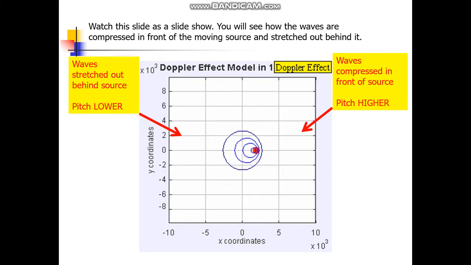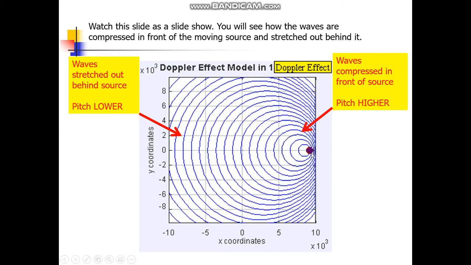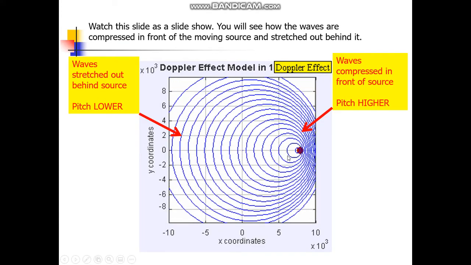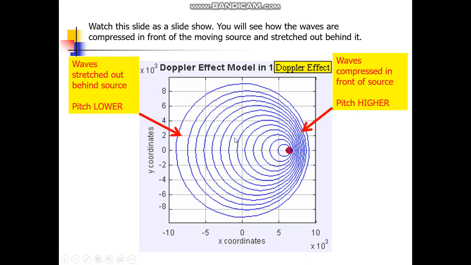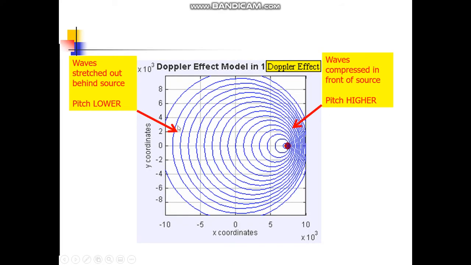You must also notice that the frequency behind the object and in front of the object is uniform. Although it's compressed, it's the same compressed frequency in front, and it's the same stretched frequency at the back, because the object's moving with a constant velocity. Obviously, if the object was speeding up, the compression would increase and the spreading out would increase. Right, so that's the basics of the Doppler effect. The slide just shows you nicely with the thing standing still. Any observer behind here would hear a lower frequency, and any observer in front would experience a higher frequency.